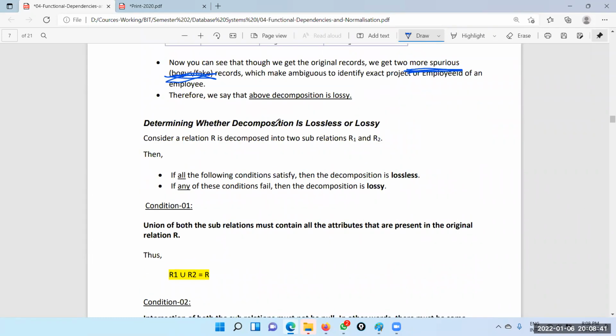Determine whether a decomposition is lossless or lossy. Consider the relation R decomposed into subrelations R1 and R2. Assume that we had a relation called R. Relation and table. And we have decomposed it into two relations, R1 and R2.